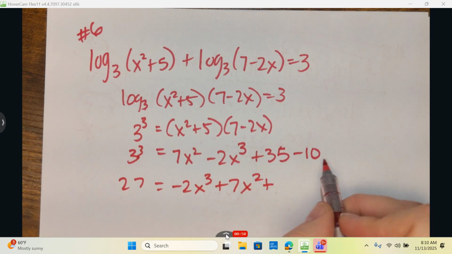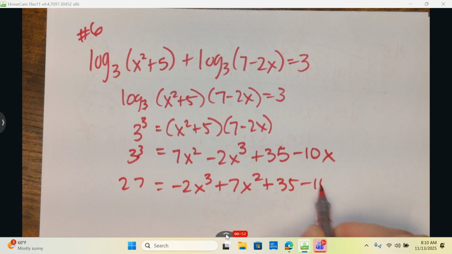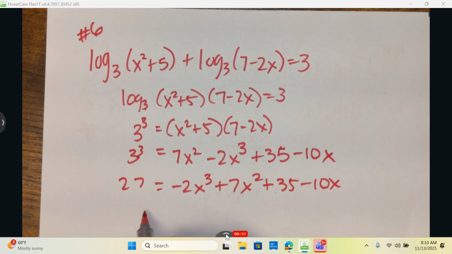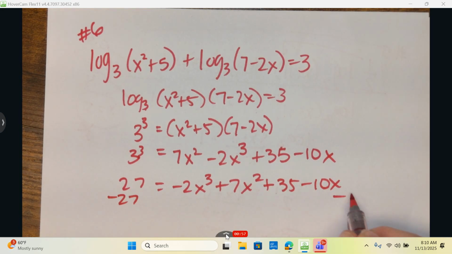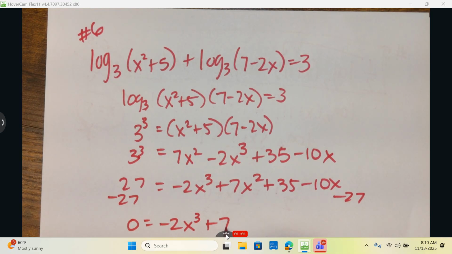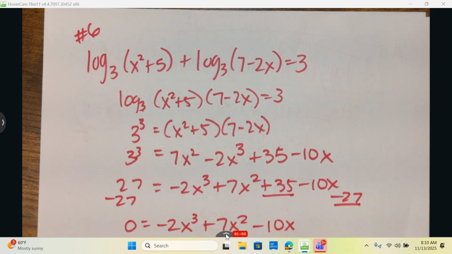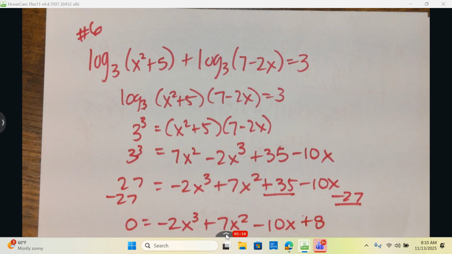And I think I forgot an x here. Okay, let's move the 27 over. When it was a positive 27, I move it over, it becomes a negative. Okay, so negative 2x to the third plus 7x squared. Okay, we got to keep putting this in the correct form, minus 10x. And when I combine these, I end up with a positive 8.